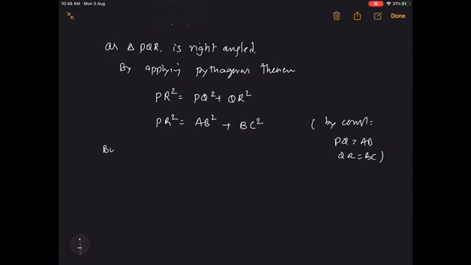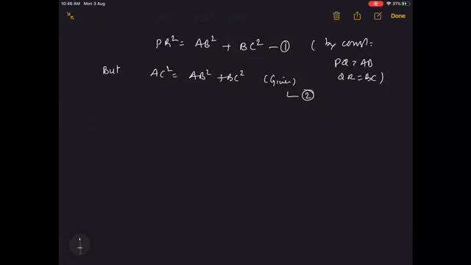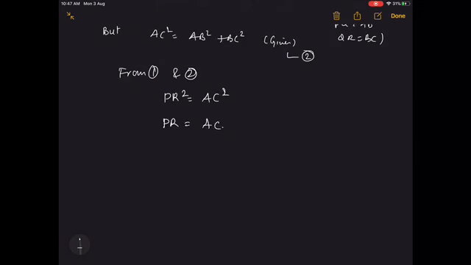Now, but what they have given? But AC square is equal to AB square plus BC square. It is given. Let us consider this as equation 1 and equation 2. Now from 1 and 2, if you compare LHS and RHS, RHS are equal, so LHS will be equal. PR square is equal to AC square. Now taking square root on both sides, PR will be equal to AC. Okay, let us consider this as equation 3.